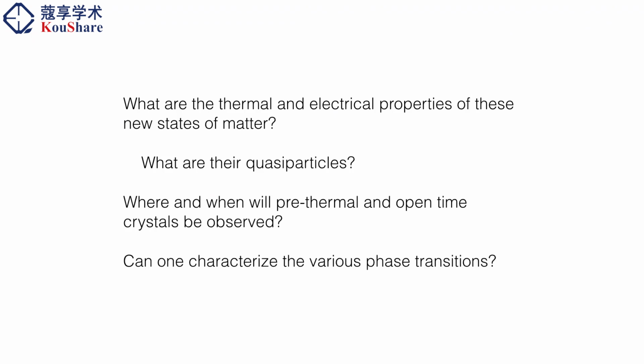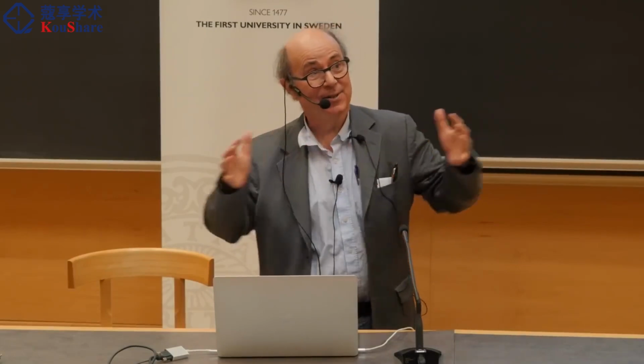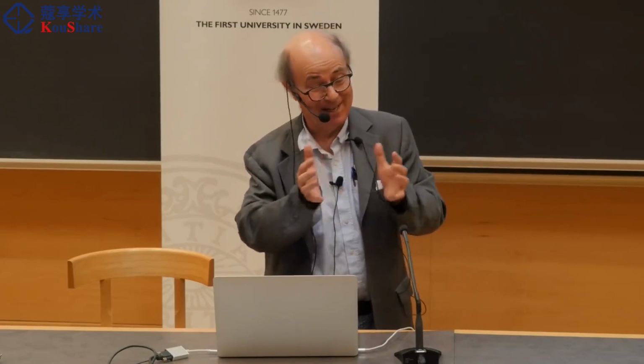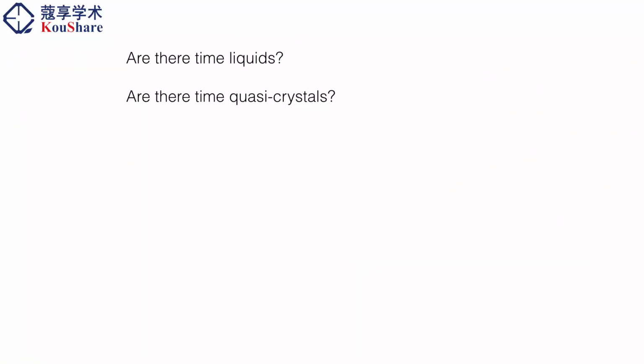Can one characterize the different phase transitions, get critical exponents, things like that? And in fact, in a few cases, those have been derived. I don't know that they've yet been measured, but they can be. Are there time liquids? Once you start thinking in these directions, okay, you could have events that have a fixed long-range density, but not necessarily a fixed periodicity. Those would be time liquids. Are there time quasicrystals? Pick your favorite word and add time, and you have an interesting question.